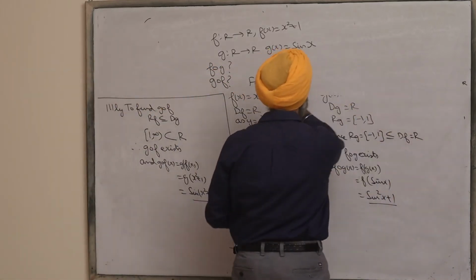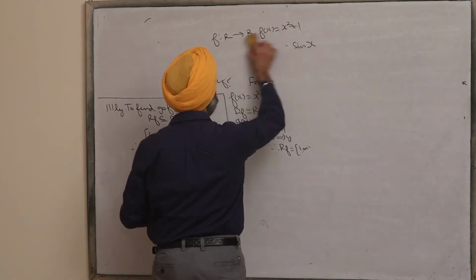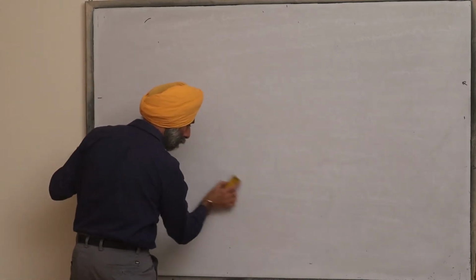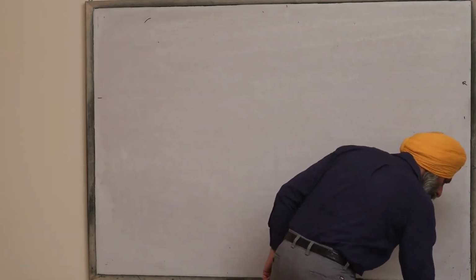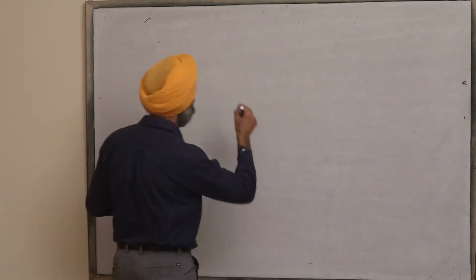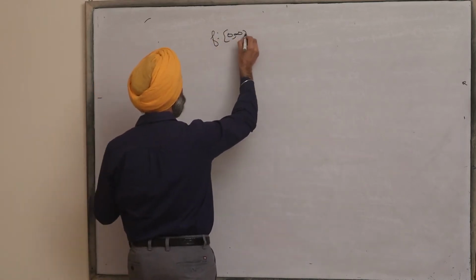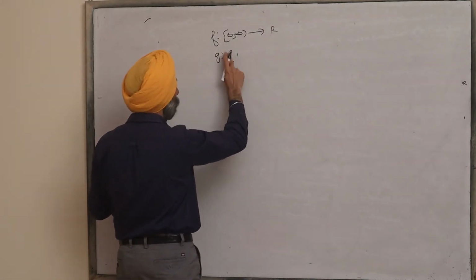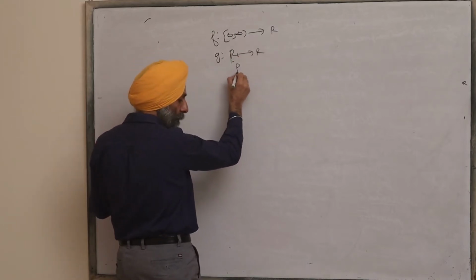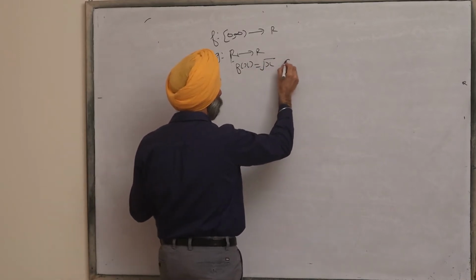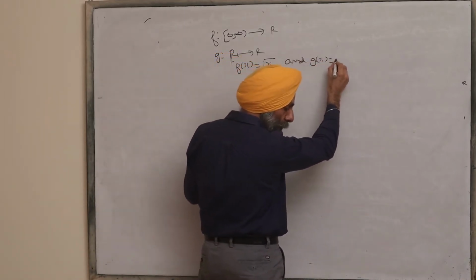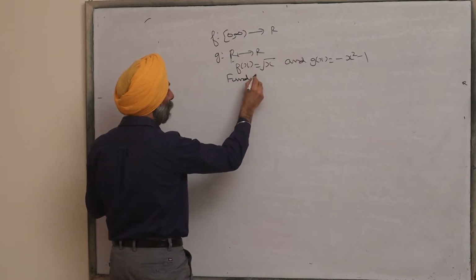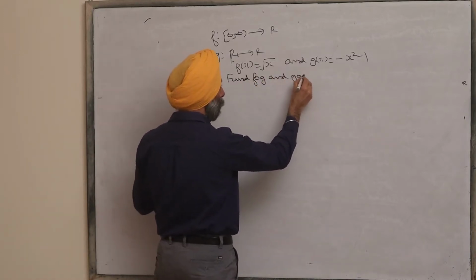So next, for example, the next question is: f is a function defined from 0 to infinity to R, g is a function defined from R to R, given by f(x) equal to root x and g(x) equal to minus x square minus 1. So find f of g and g of f.